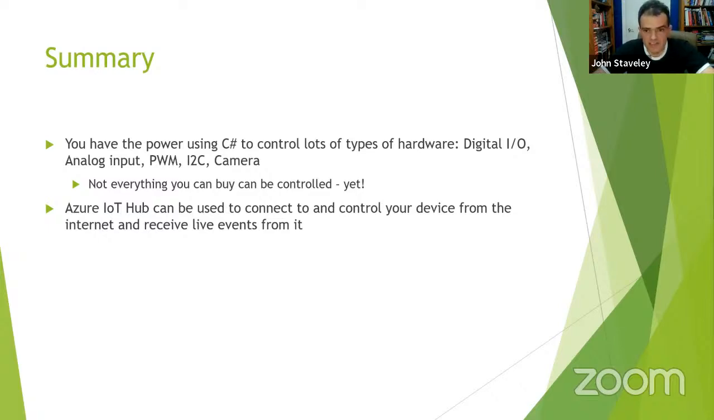You can control lots of different things, digital inputs and outputs, so switches on and off, lights, or taking data and telemetry in. You can take analog inputs like volume sensors or thermistors, pulse width modulation to control servos, I2C where you can control lots of different camera types. Not everything you can buy can be controlled yet, though hopefully some of the things I've demonstrated will make the electronics simpler for you. And then finally, Azure IoT Hub can be used to connect to and control your device from the internet and receive live events from it.